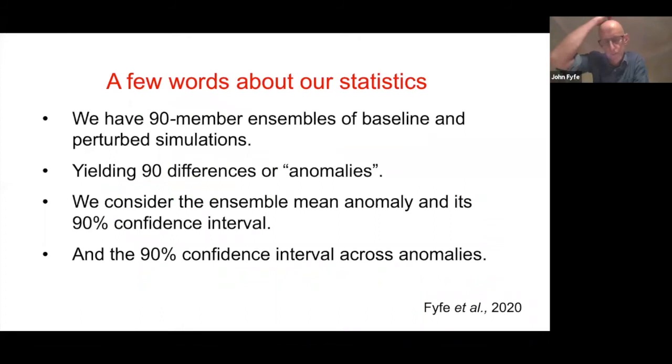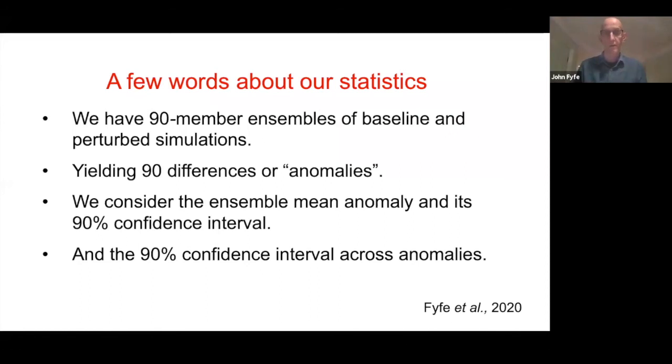Okay, so now we can look at some of the results. But first I should say, I'm not 100% sure about this audience, so I just want to be as clear as possible so I don't lose people. We're looking at things in a very simple way, but it's worthwhile describing what we're doing. As I mentioned, we have a 90-member set of baseline experiments, and we have a 90-member ensemble of perturbed experiments. That yields 90 differences. So we just take the difference between these quantities to produce what we call anomalies.